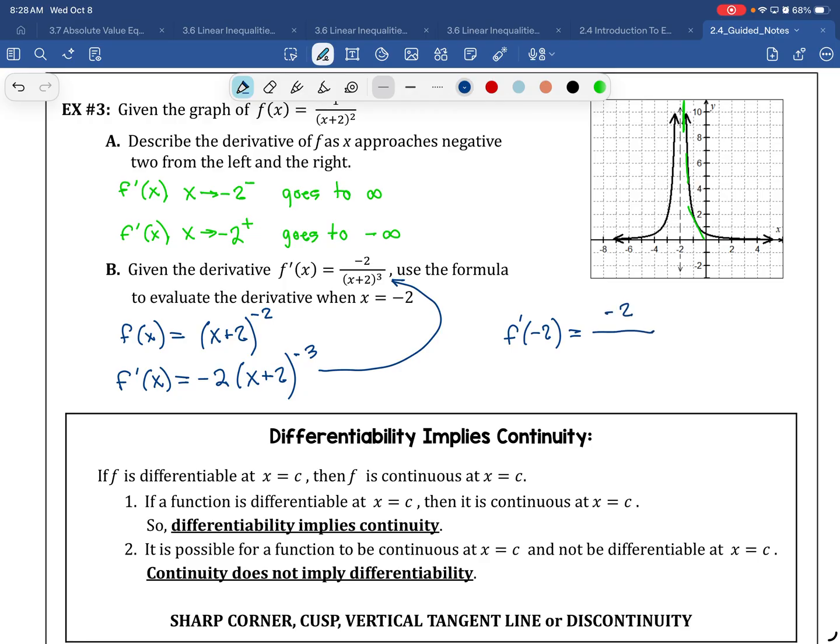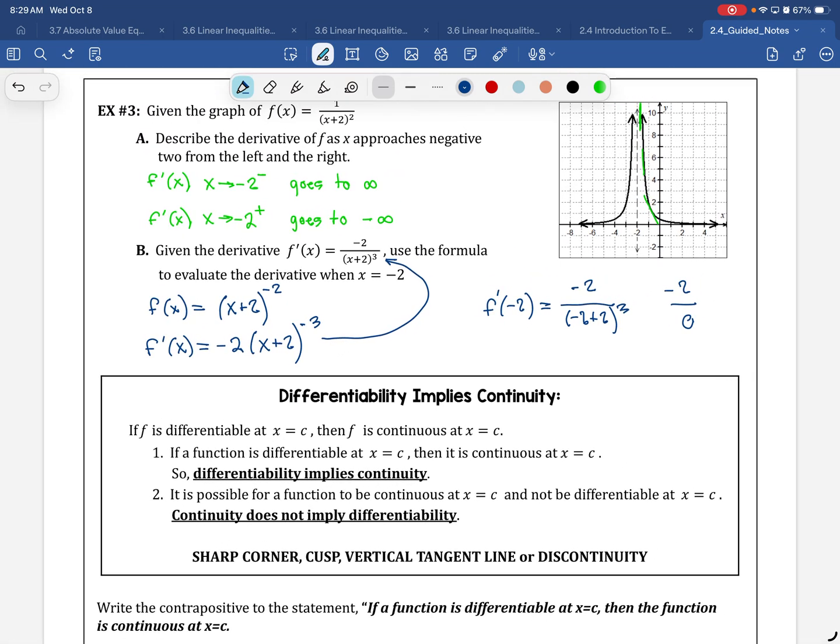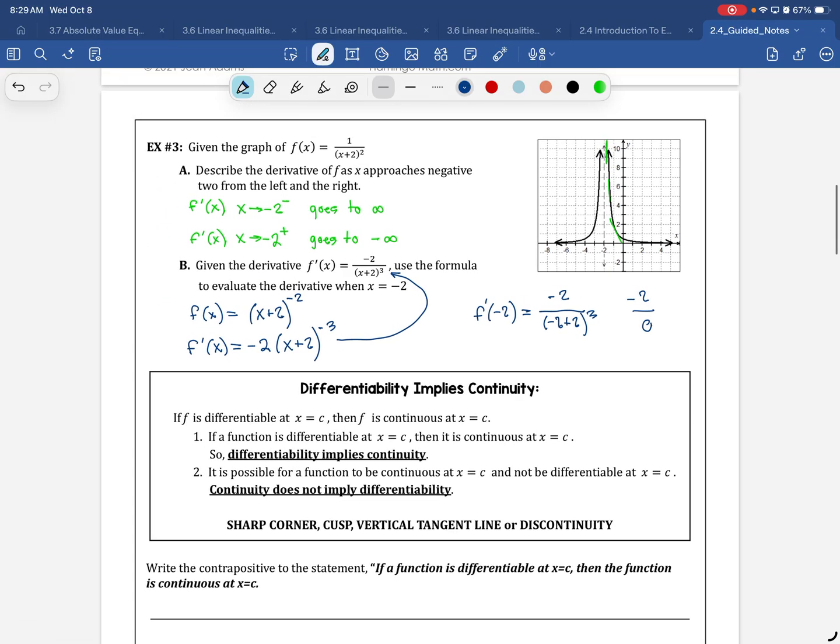Negative 2. Negative 2 plus 2 is 0. Cubed is 0. That's how you would do the work. But this gives you... And because I have a number over 0, a non-zero number over 0, I know that I have some kind of vertical tangent line there.